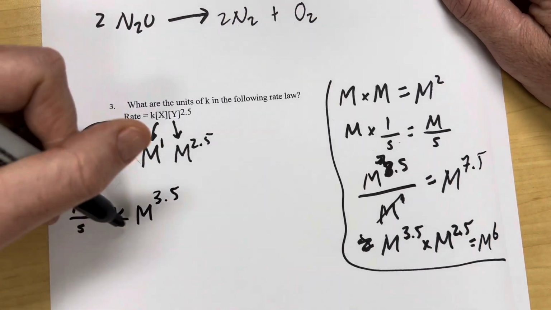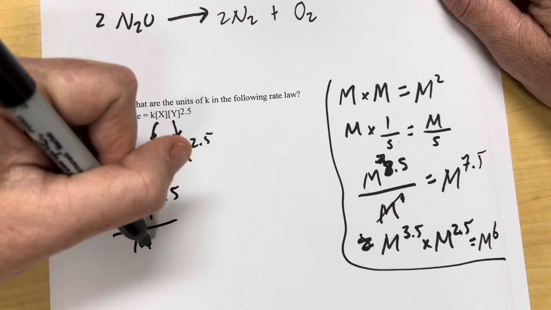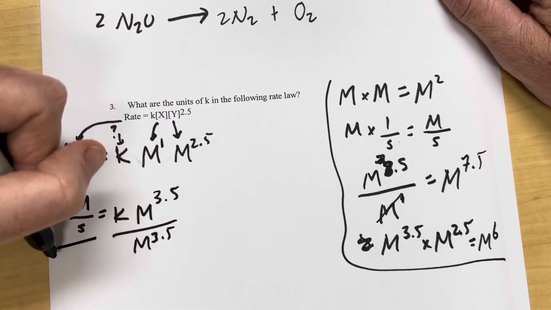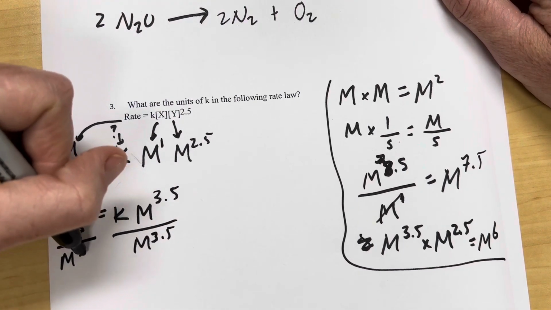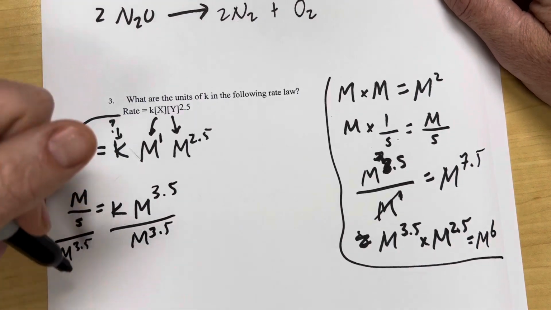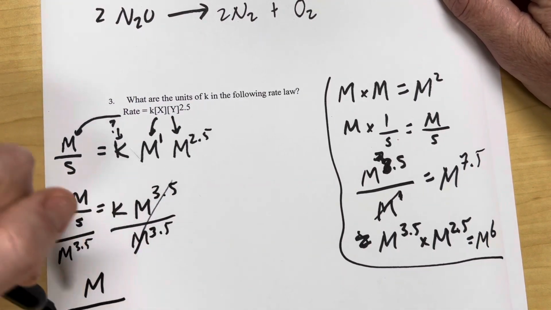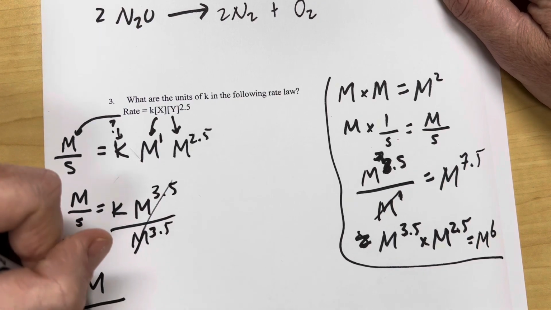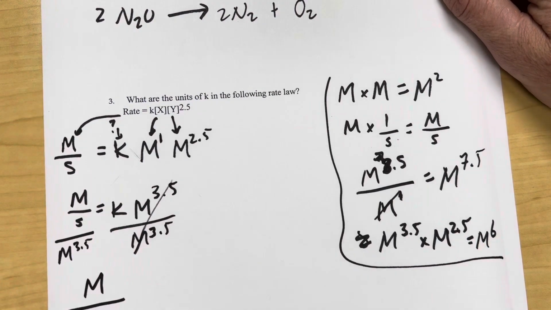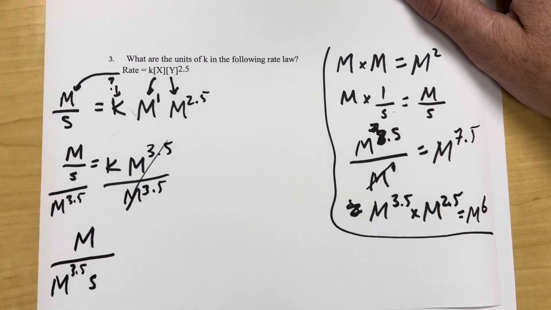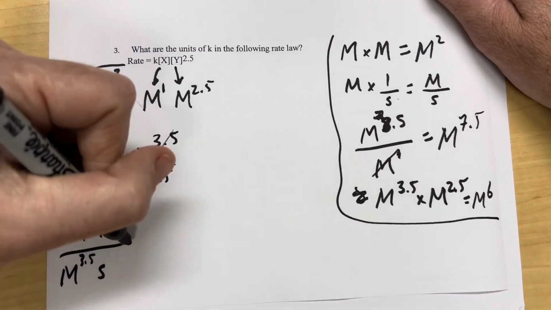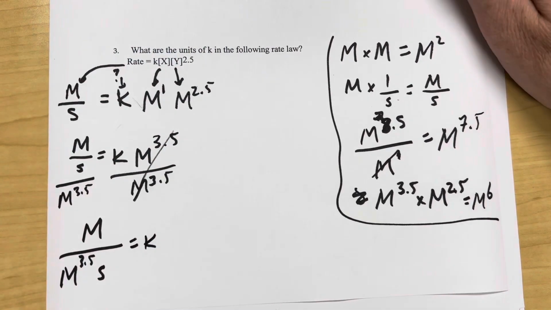All right, again, we want to get k alone, so you can divide each side by m to the 3.5. And what that does, that cancels, and now we have a big M over m to the 3.5 s, and that equals k. But it's still not simplified enough.